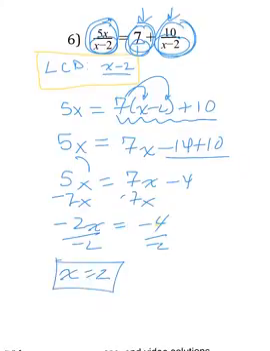But the problem is, if we go back to the original equation, we have this in the denominator, and if we plug 2 in, we're going to be dividing by 0. So this answer has to be crossed off, which means there is no solution.